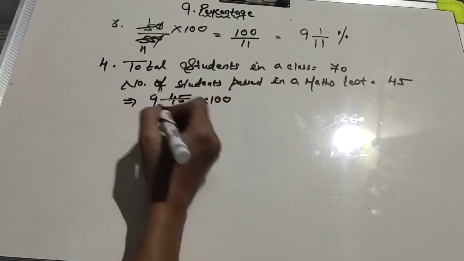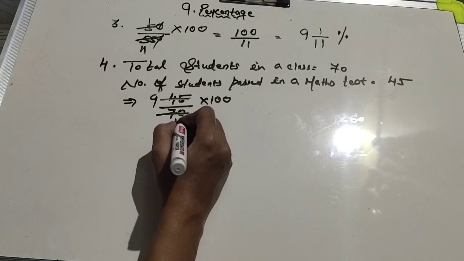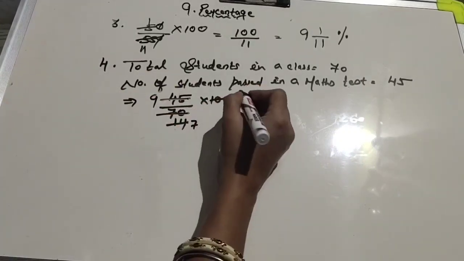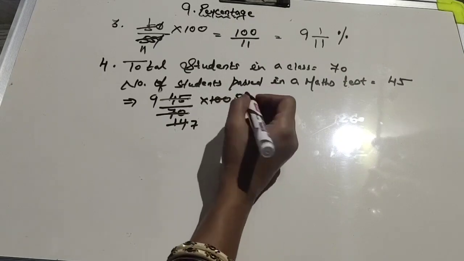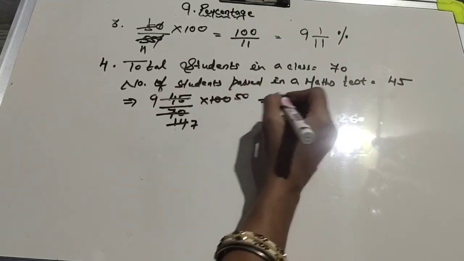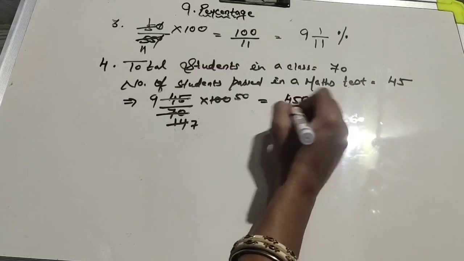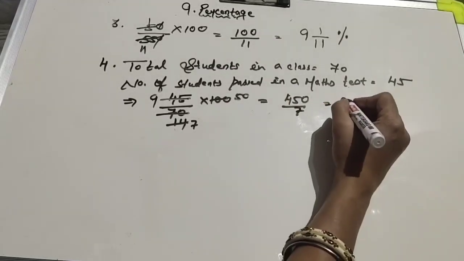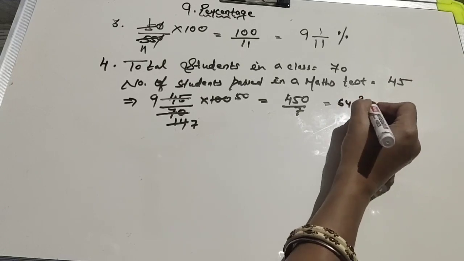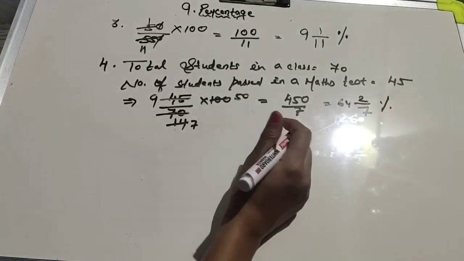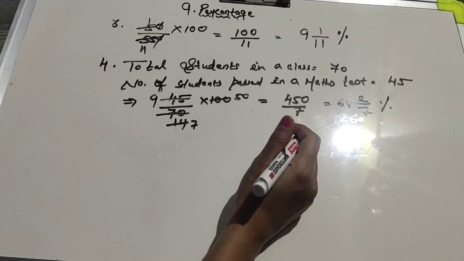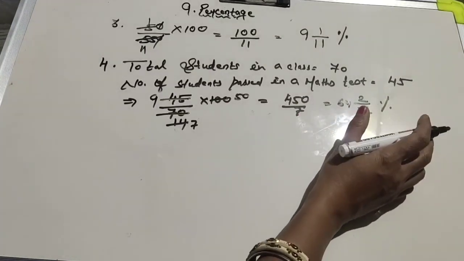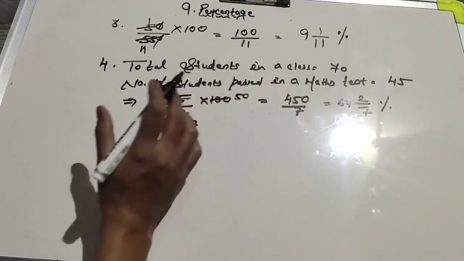Now go with the 5 table. 5 9s are 45, 5 1s are 5, 5 4s are 20. Again 100 and 14 will cut in the 2 table. 2 7s are 14, 2 50s are 100. So 50 multiply with 9, 450 by 7. Now change it into a mixed fraction: 7 64s are 448, remainder 2. So 64 whole 2 by 7 percent is your correct answer.